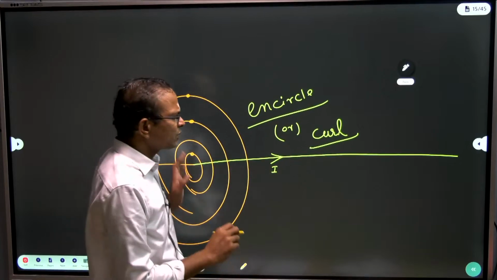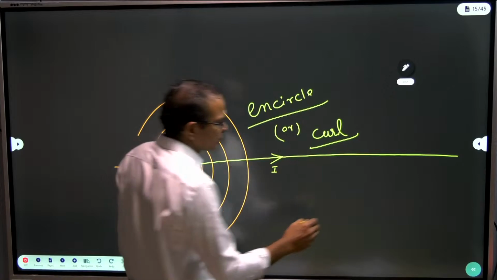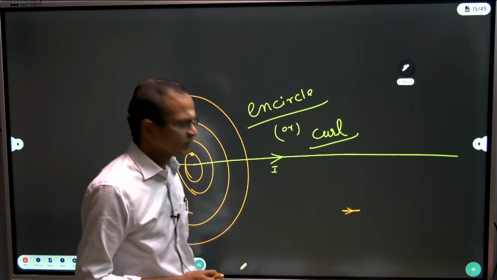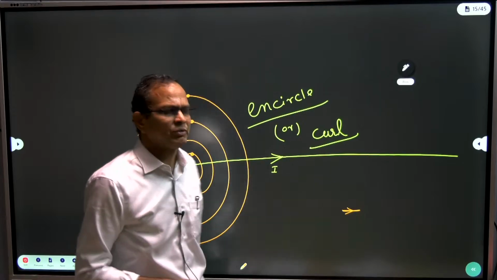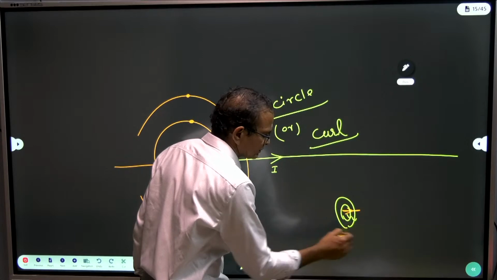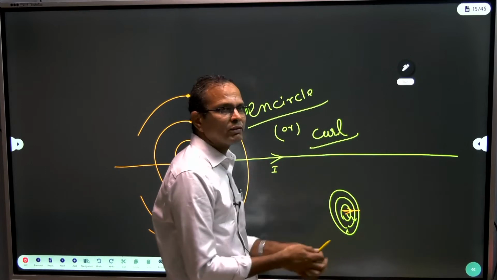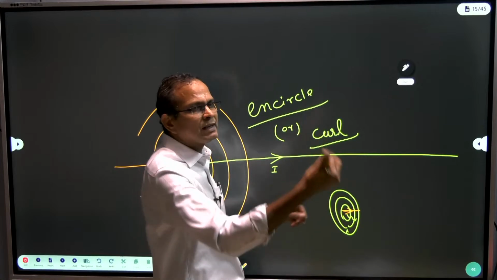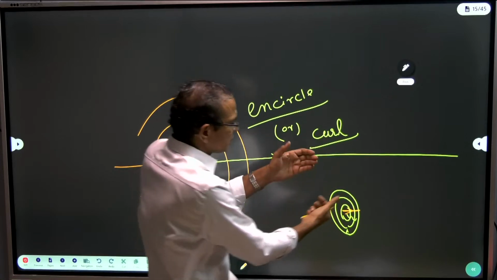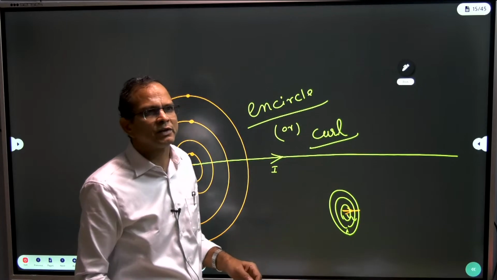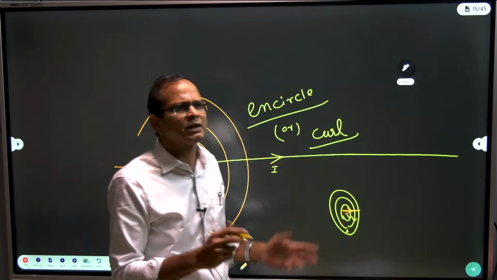It's not only for a long wire, even for a very short, tiny wire carrying current in this direction. What's the direction of the magnetic field? Concentric circles around it. Again the same story: hold the current carrying wire in your right hand such that the thumb shows the direction of current. Then the curl of the fingers gives you the direction of the magnetic field, concentric around the wire.